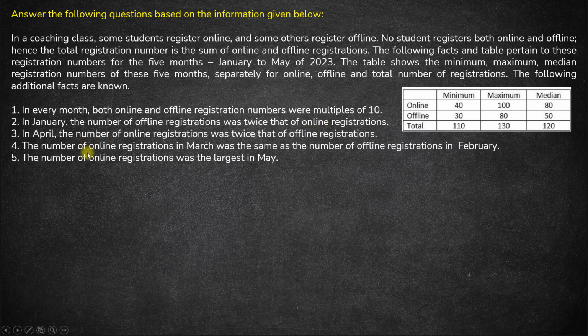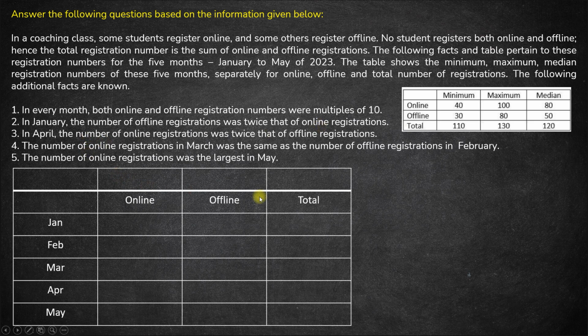Okay. So let's draw a table for online and offline registrations for the 5 months that we have, and we'll calculate the total. Now we know for online the minimum is 40, the maximum is 100 and the median is 80. Same is the case for offline, the minimum is 30, maximum is 80 and the median is 50. And for total the minimum is 110, maximum is 130 and the median is 120.